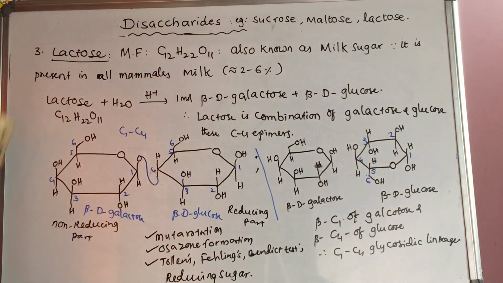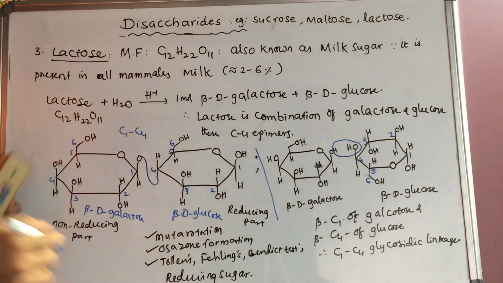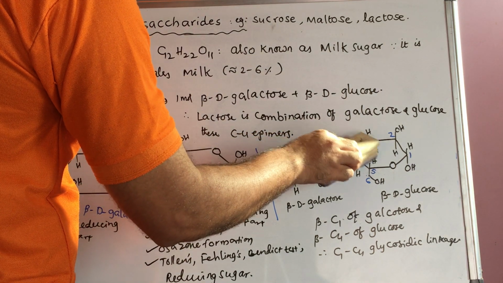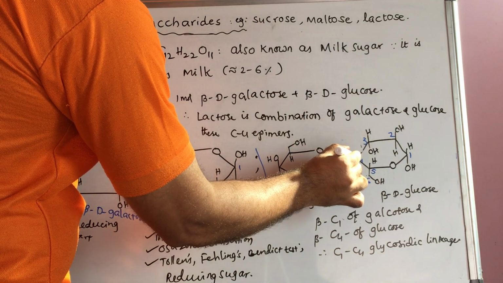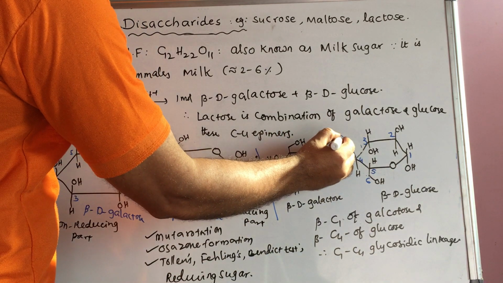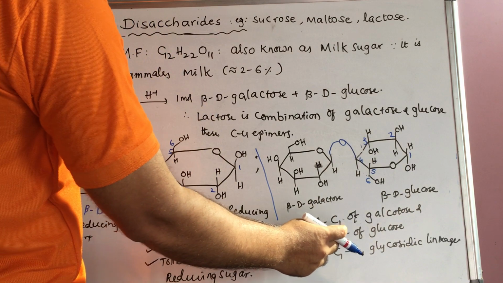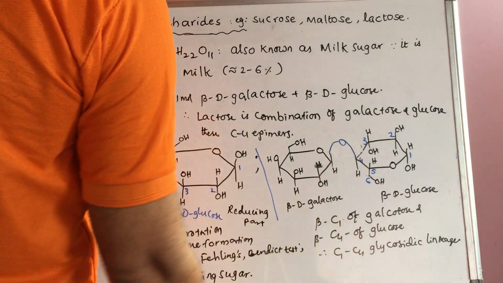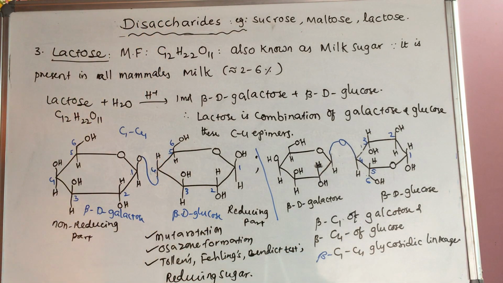Remaining part is the same. That's why, again, a water molecule is lost, oxygen is left, and it forms a glycosidic linkage. That glycosidic linkage is like this. This is C1 of beta galactose and C4 of beta glucose. That is what is called C1-C4 glycosidic linkage. Sometimes it is called beta C1-C4 glycosidic linkage.